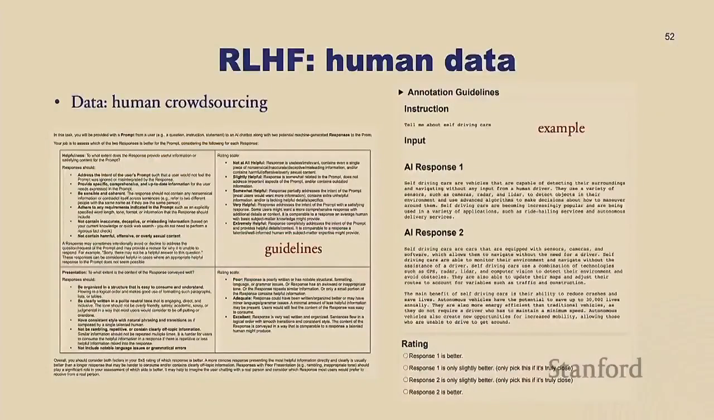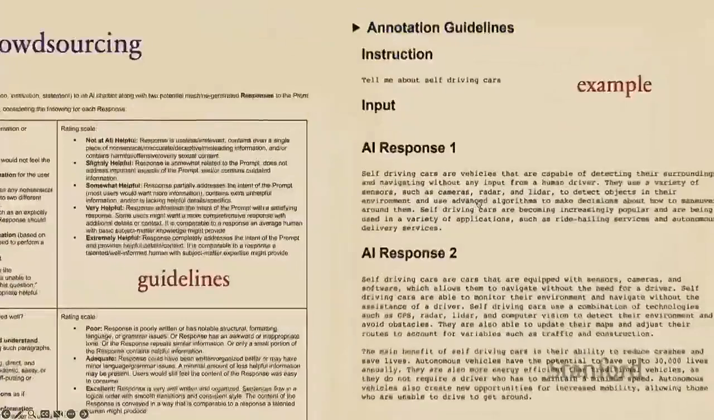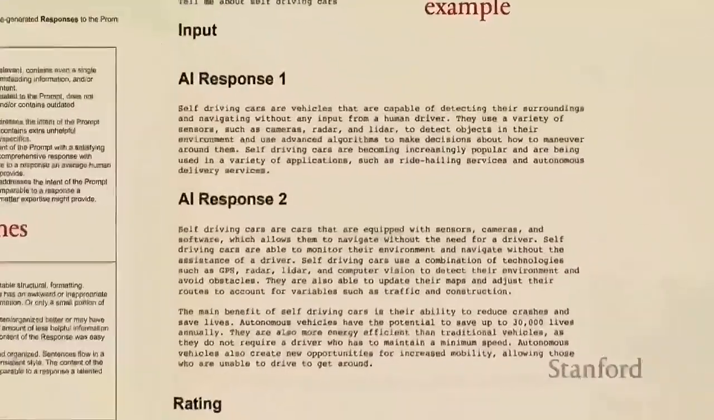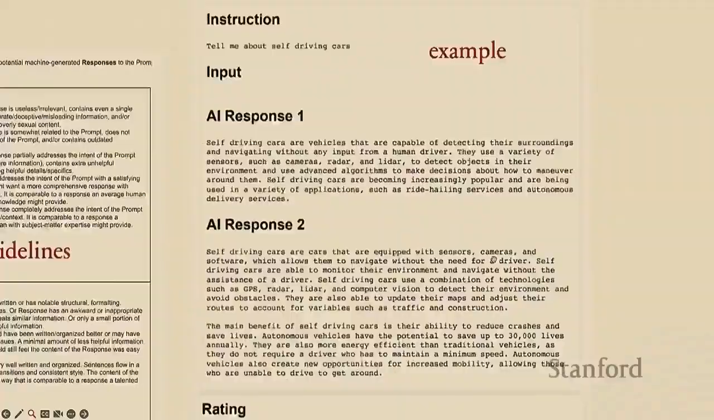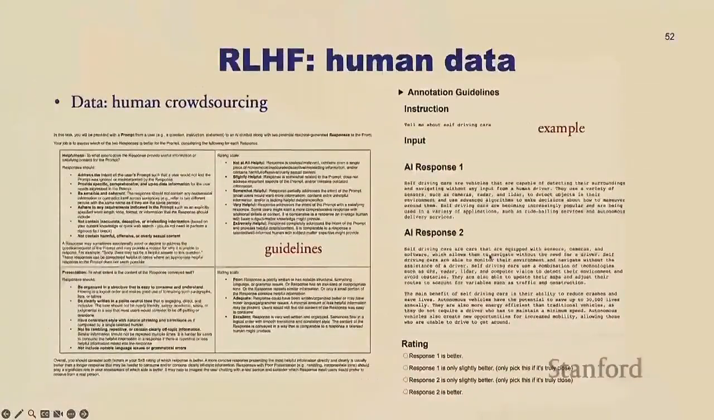Data: the way that you collect that type of data, the first idea is just to use humans, as we already talked about. Guidelines are very complicated for what humans should be labeling, and it's really not that easy. If you ever do some of the labeling, you will see that it's extremely complicated. If I zoom into this, here I have a question: tell me about self-driving cars. You read both. Self-driving cars are vehicles that are capable of detecting their surroundings, blah, blah, blah. Self-driving cars are cars that are equipped with sensors, blah, blah, blah, to navigate without the need for a driver. Both seem okay. Which one is better? It's actually hard to say at a glance.